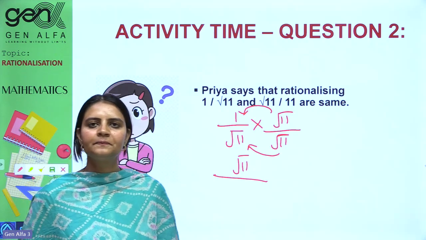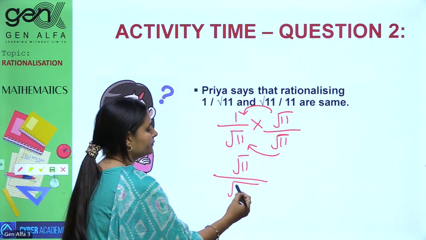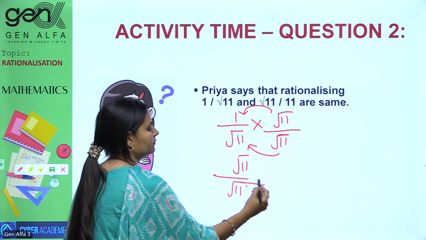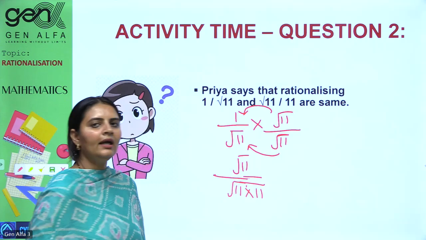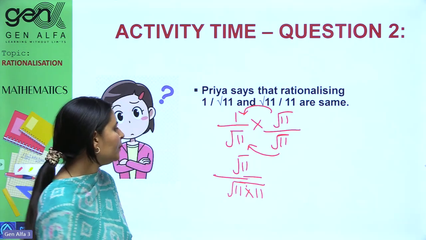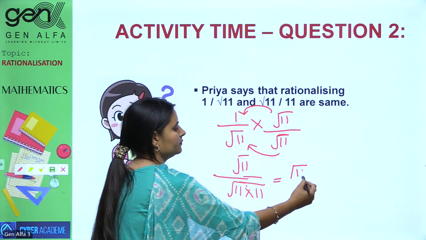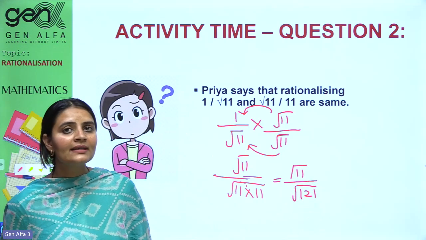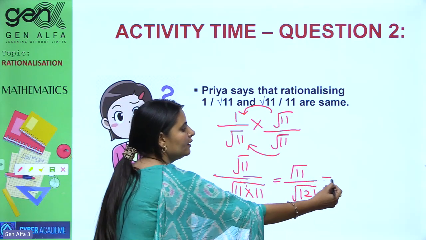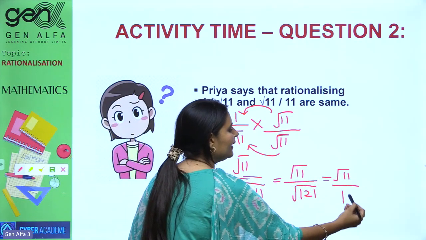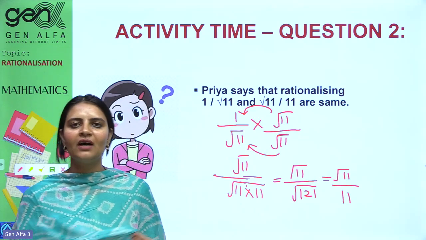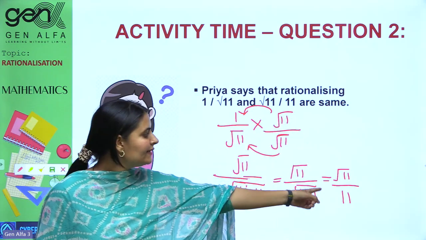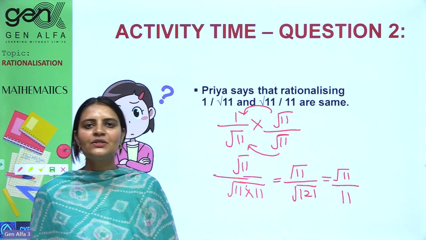What are we doing here? Just multiply them. 11 multiplied by 11 is what? 121. And you know that 121 is a perfect square. Just write it over here. Under root 11 by 11, as you know that under root 121 is your 11. Isn't it the same number? 11 by 11. So Priya was right.